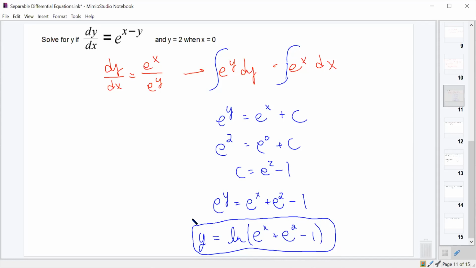And we need to think about the domain of this. So natural log, anything you take the natural log of has to be a positive number, right? So we are looking for when does e to the x plus e squared minus 1 equal 0, or when is it less than 0? And that should be really easy to figure out, because what can you tell me about e to the x?